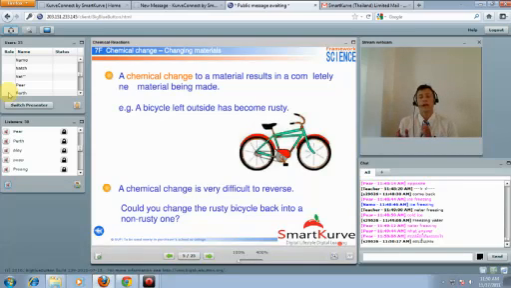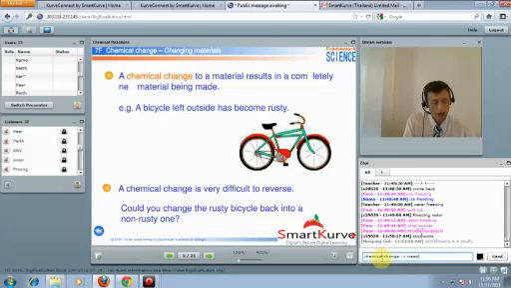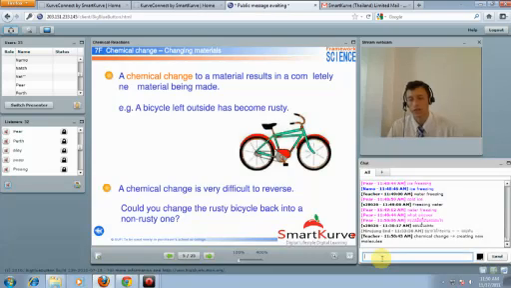When we talk about chemical changes, we're actually talking about creating new molecules. So I'm going to write that down. Chemical change. Creating new molecules.